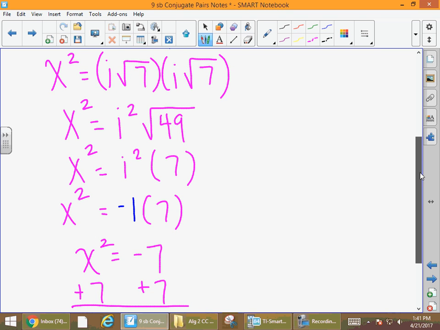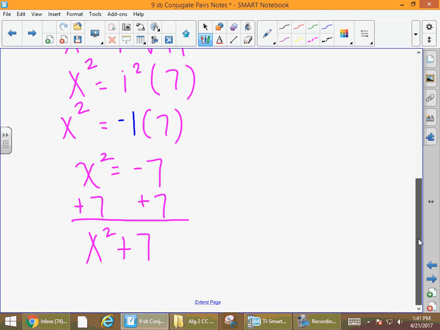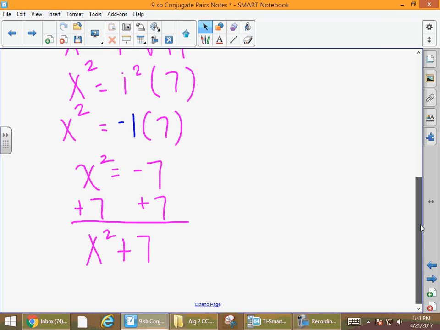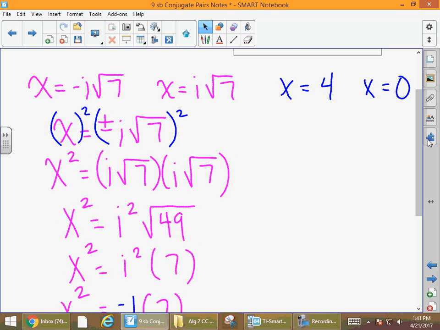I'll scroll back down in a moment. But if you notice on the problem, if you feel comfortable, I still have two blue numbers that we need to deal with. It's a lot quicker with just the real numbers. But we finished with the x squared plus 7 there. But again, over here I've got x equals 4 and x equals 0.